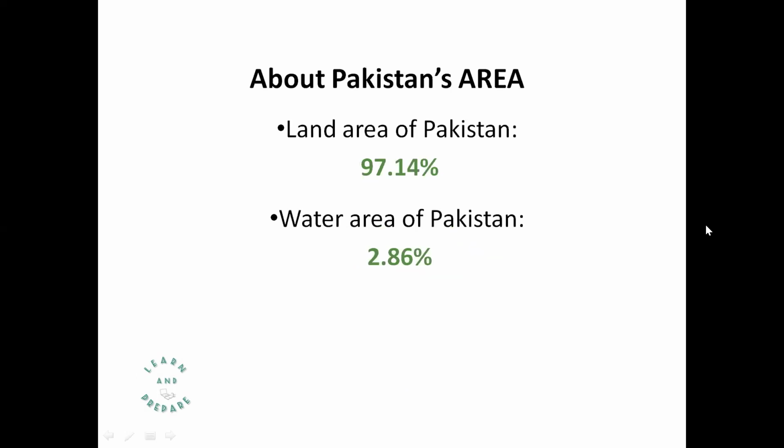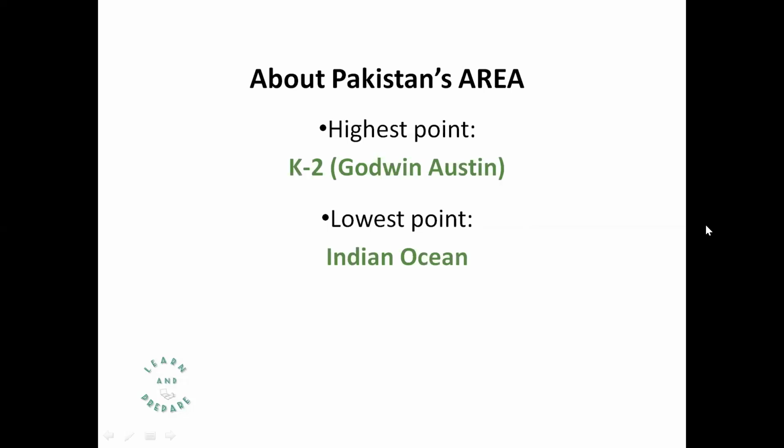The land area of Pakistan is 97.14%, and the water area of Pakistan is 2.86%. The highest point of Pakistan is K2. It is also known as Godwin Austen, and the lowest point of Pakistan is the Indian Ocean.